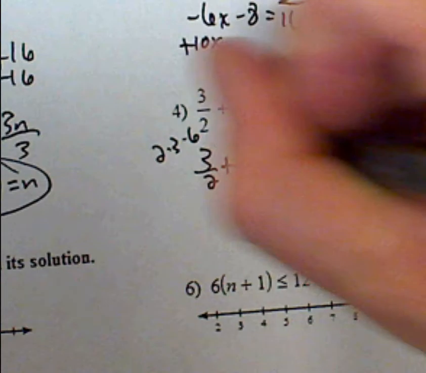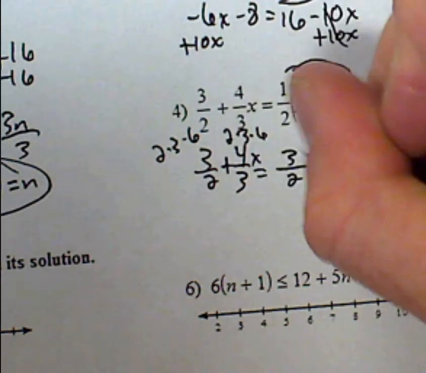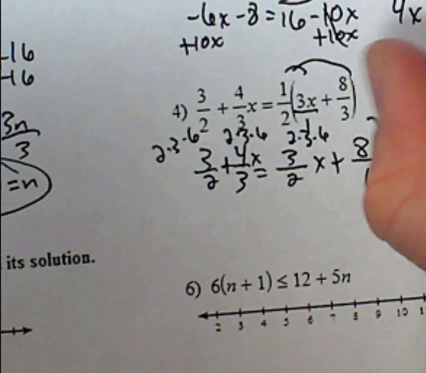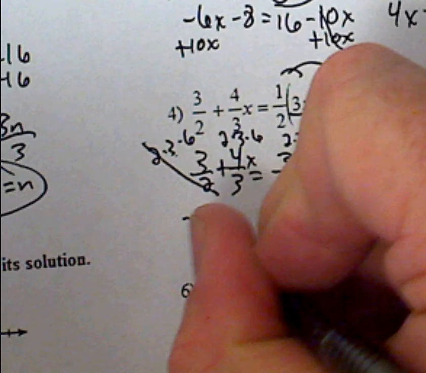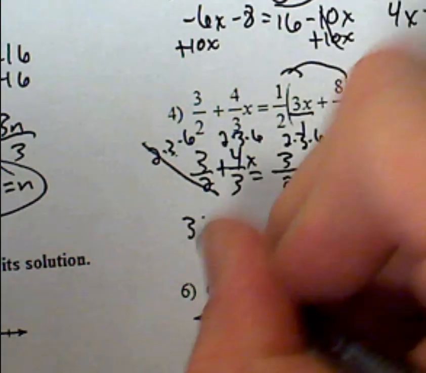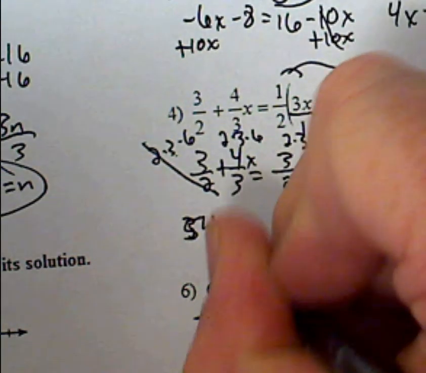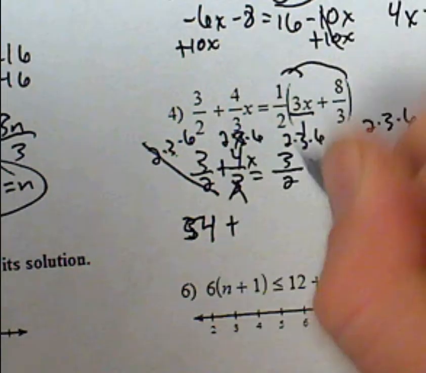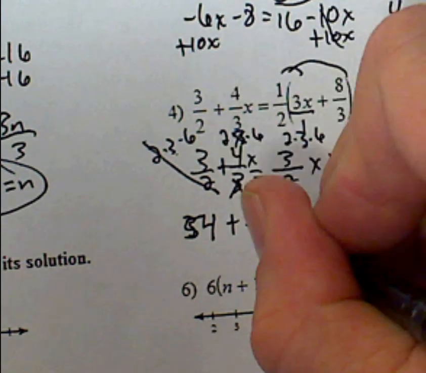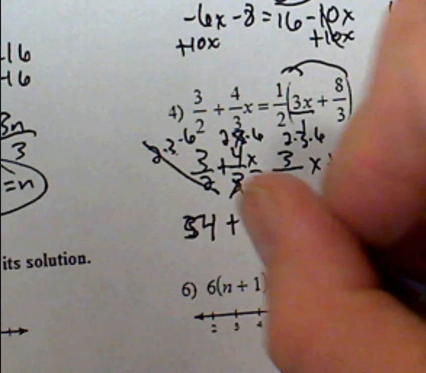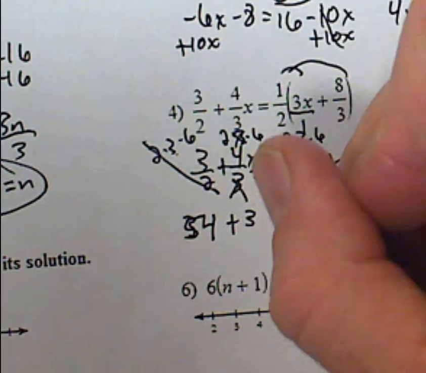2, 3, 6. My 2's go away. That's 9, that's 36. Or sorry, 9 times 6 is 54. The 3's go away. 2 times 6 is 12. 12 times 4 is 48.